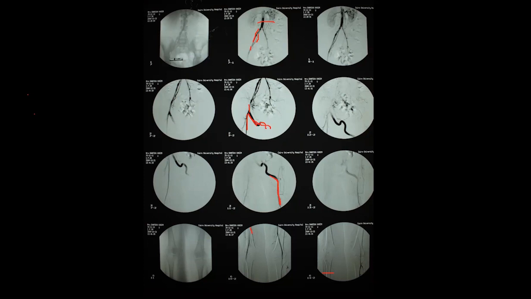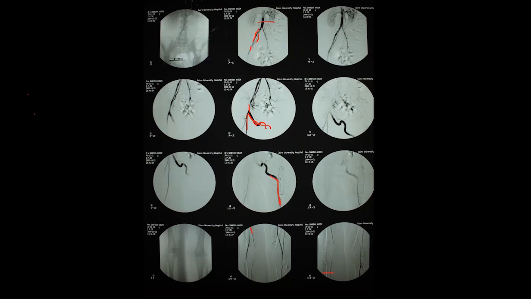It's going from the common femoral on the right side to the left SFA. How come it's a fistula? That means we've created a graft. How do you call it then? It's a bifemoral graft.